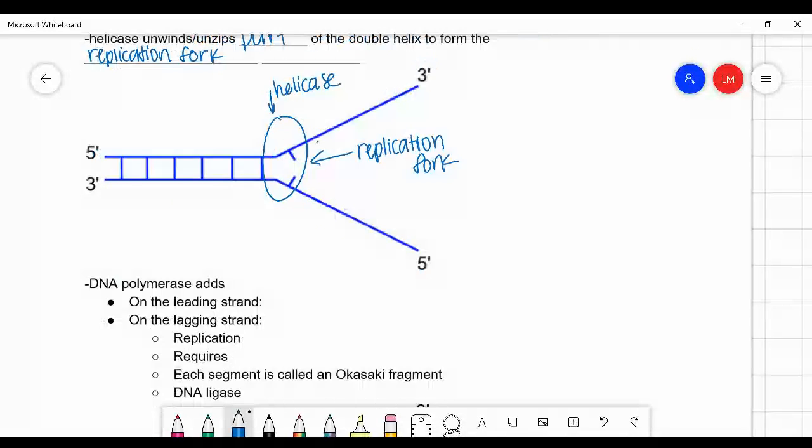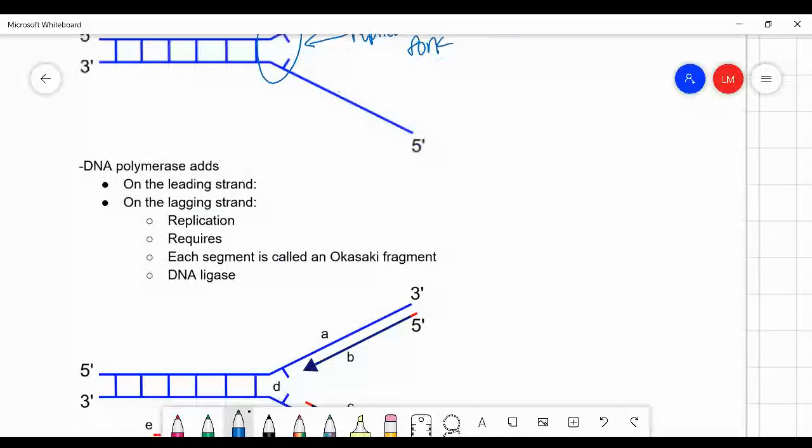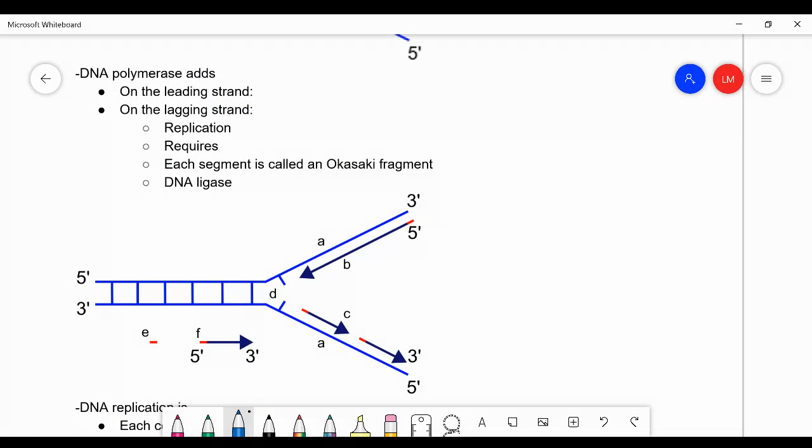Next, scroll down here. DNA polymerase adds nucleotides to both strands. So essentially we're going to open up the molecule and then replicate on each strand. We're using both strands as a template to create a new strand on both sides. And that's going to happen differently depending on the strand that it is.